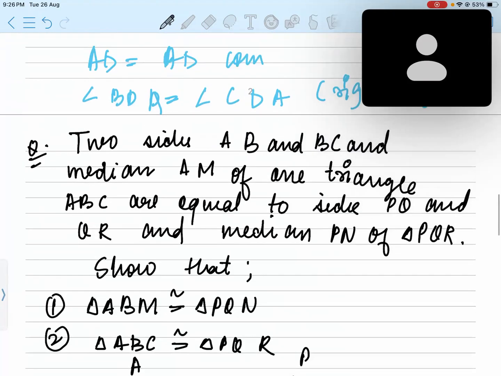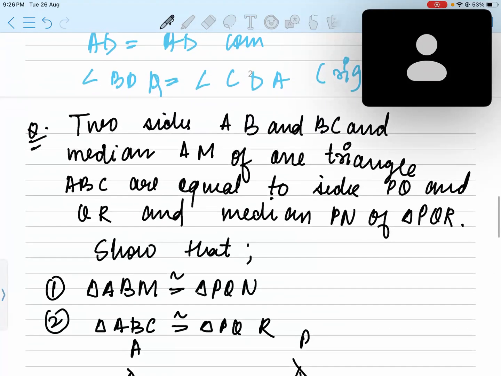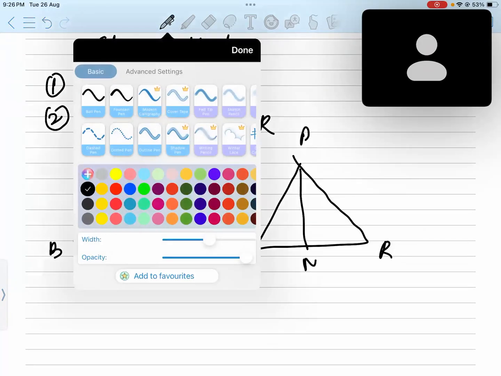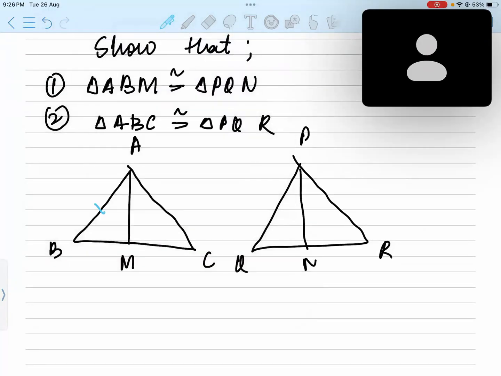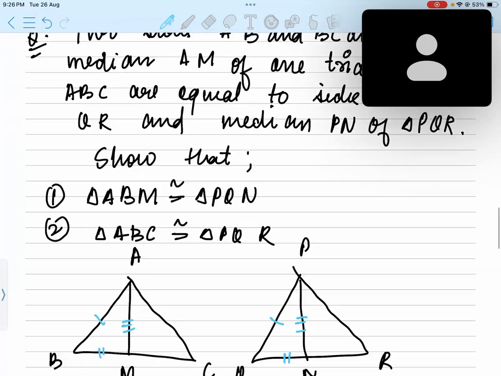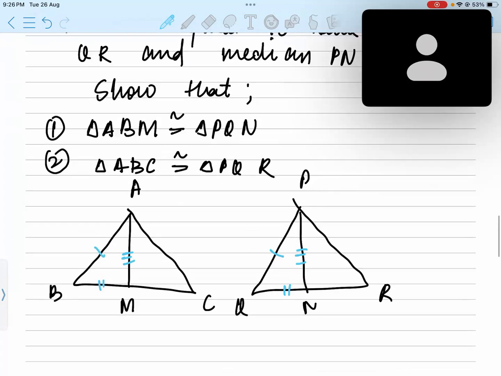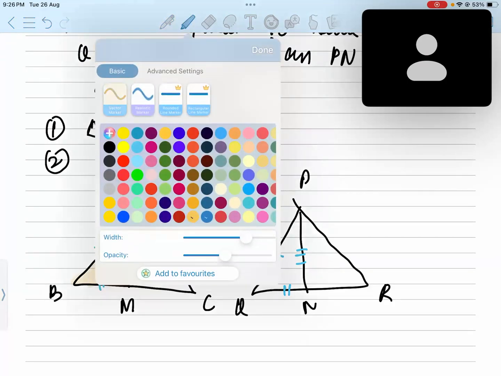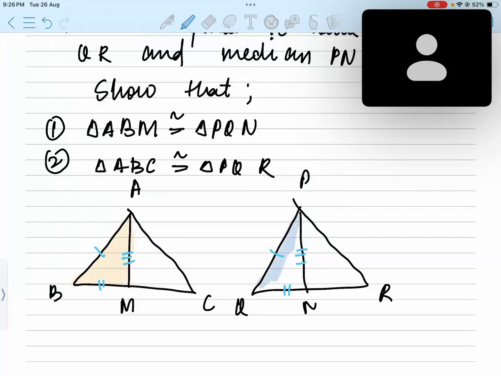Now they are telling you that AB and BC are equal to PQ and QR. That means this side is equal to this one, and this one is equal to this one, and this one is equal to this one, right? So you have to prove that triangle ABM is congruent to PQN. Okay, so this is very easy by SSS. That's also given to you. Yes, ma'am. By SSS.